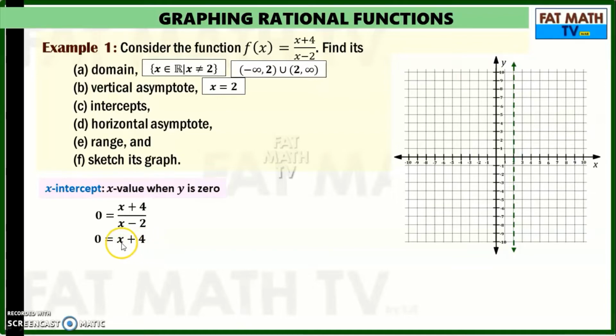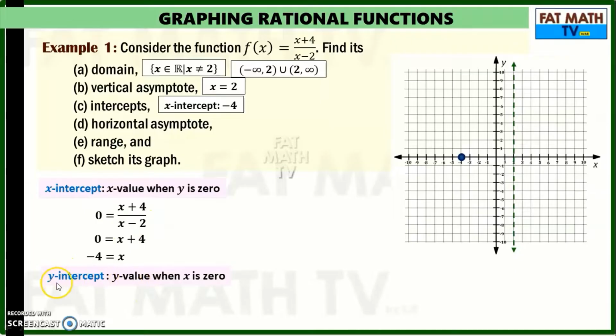x plus 4. And then to solve for x, add negative 4 to both sides of the equation. So positive 4 is going to go to the left side of the equation. That will give you negative 4 equals x, or x equals negative 4. So that is the x-intercept, negative 4. Meaning to say, the graph of the given function will pass through the x-axis at x equals negative 4. So it passes through the point negative 4, 0.